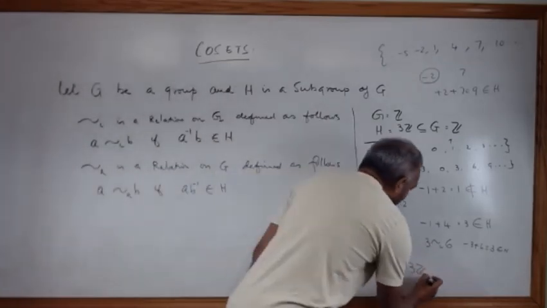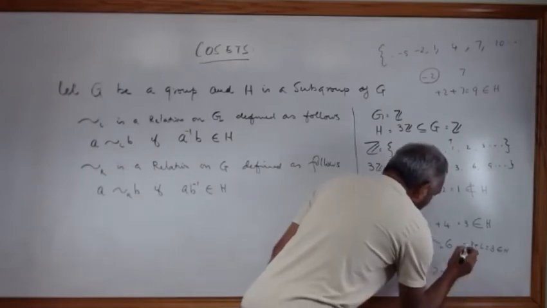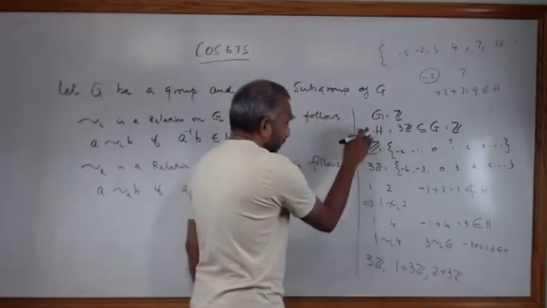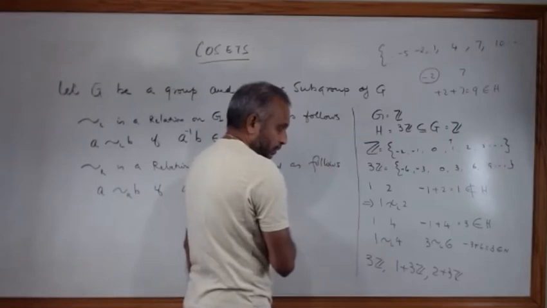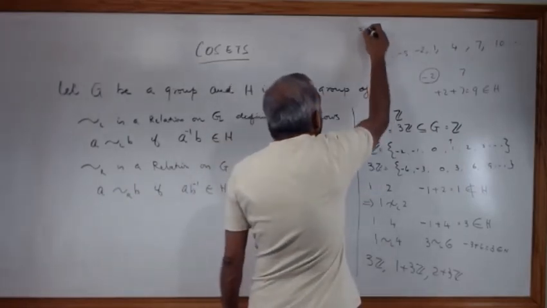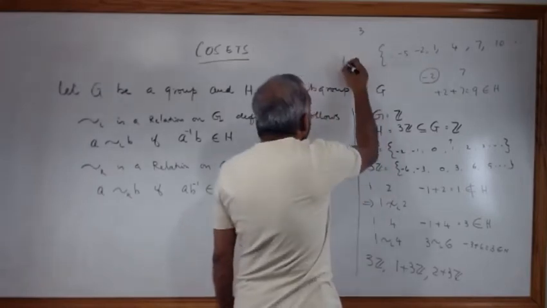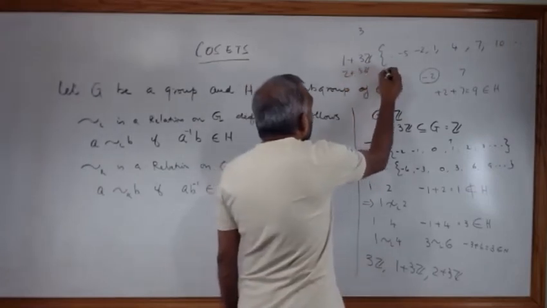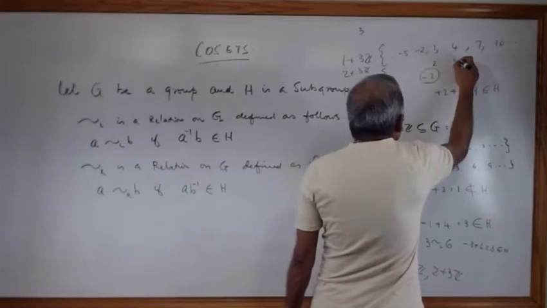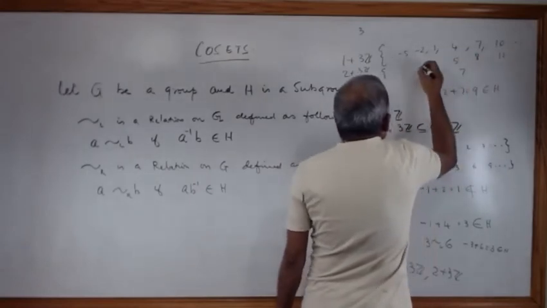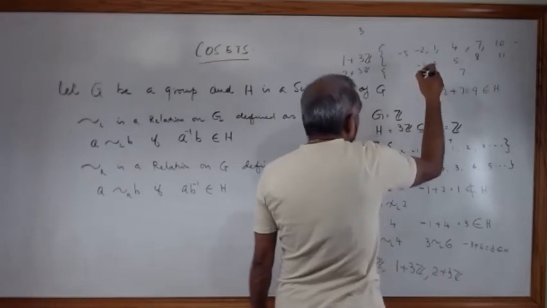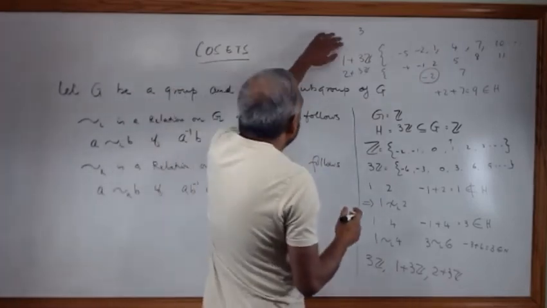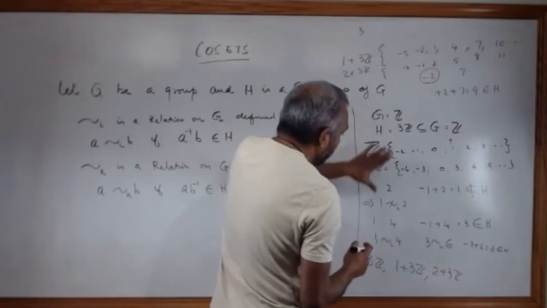And of course the next one will be 2 plus 3Z. And that's all, because this is going to cover the whole of Z. This is 3Z, 1 plus 3Z is this, and 2 plus 3Z will be 2, 5, 8, 11, and minus 1, minus 4, etc. So when you combine all these three, it is going to be the whole of Z. And that is how we are going to divide Z.